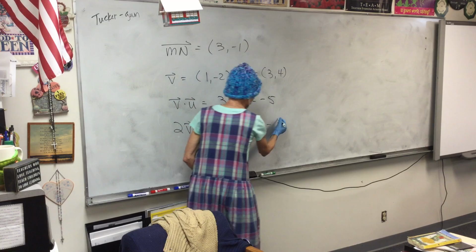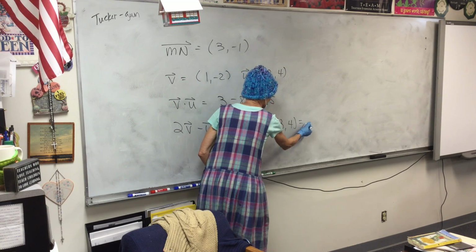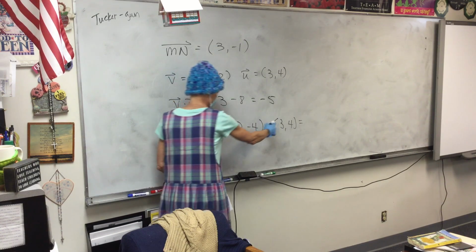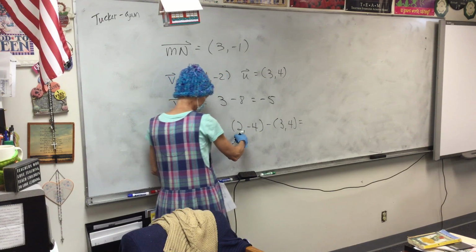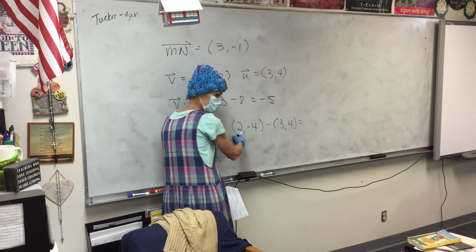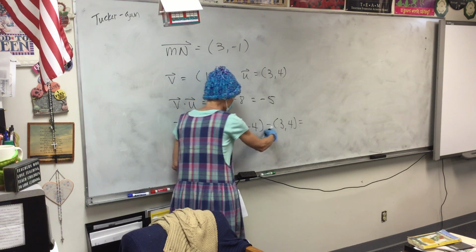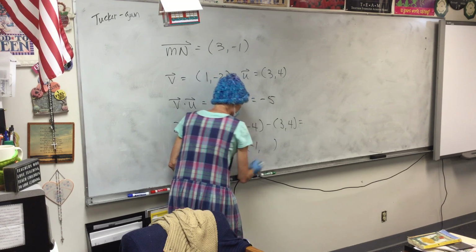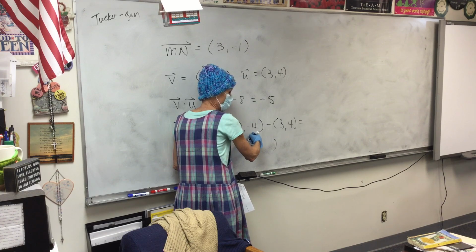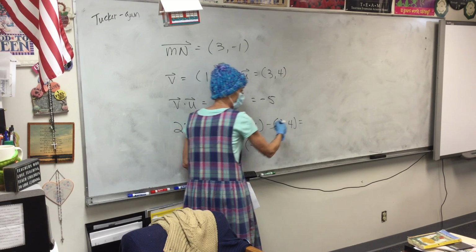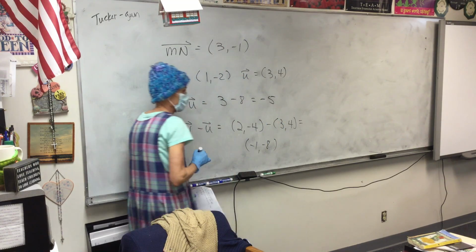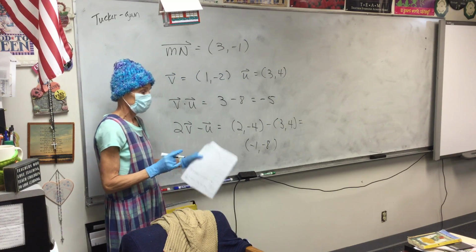And then I'm going to subtract 3, 4. All right, so here we go. How am I going to subtract these 2 vectors? What am I going to do? Subtract x minus x. So 2 minus 3 would be -1. And -4 minus 4, -8. And there's your answer.